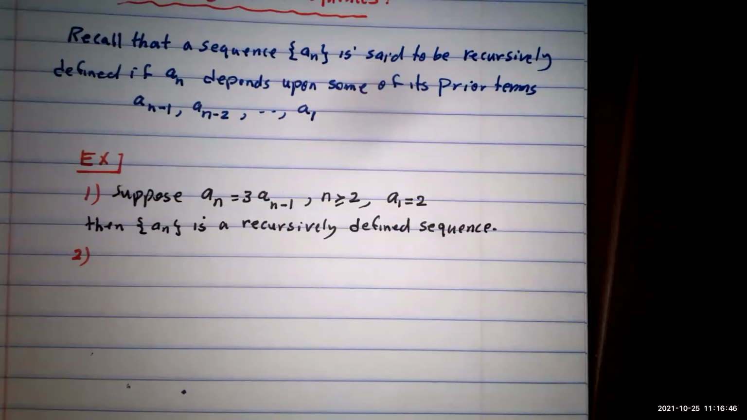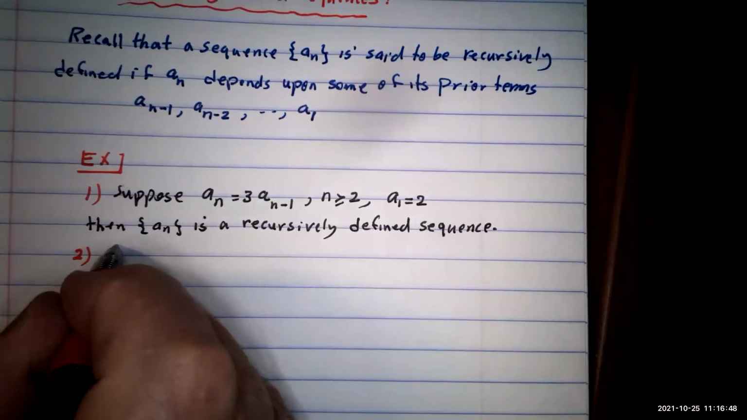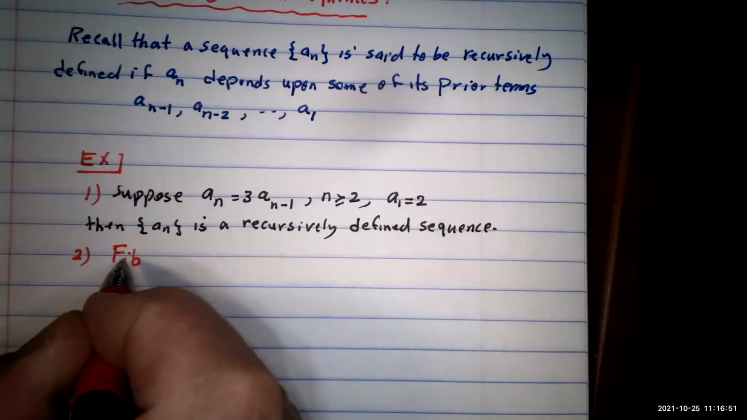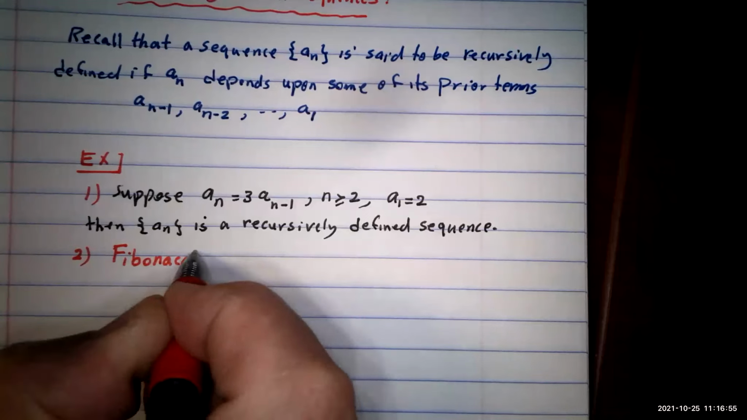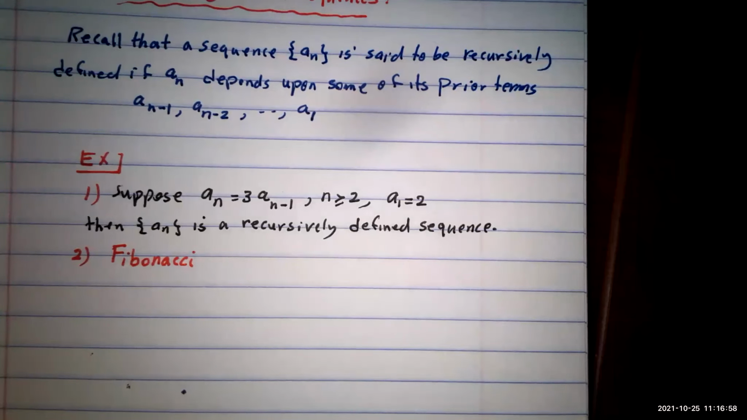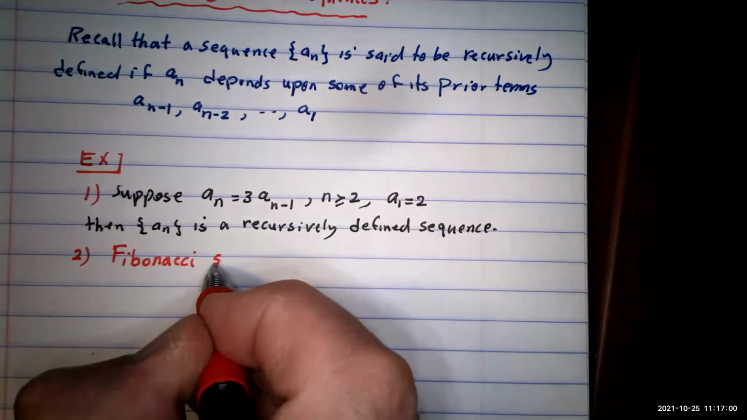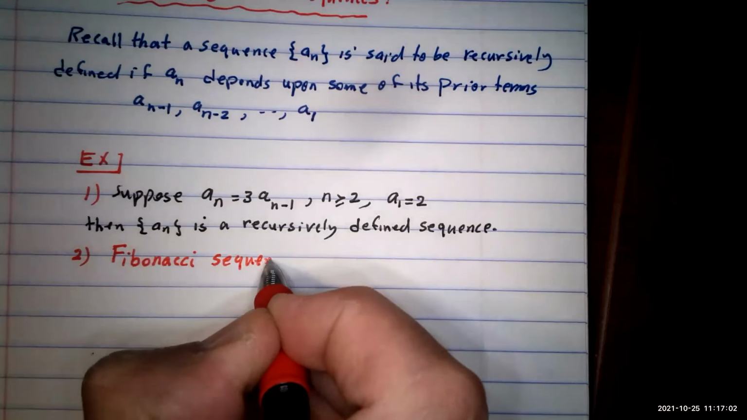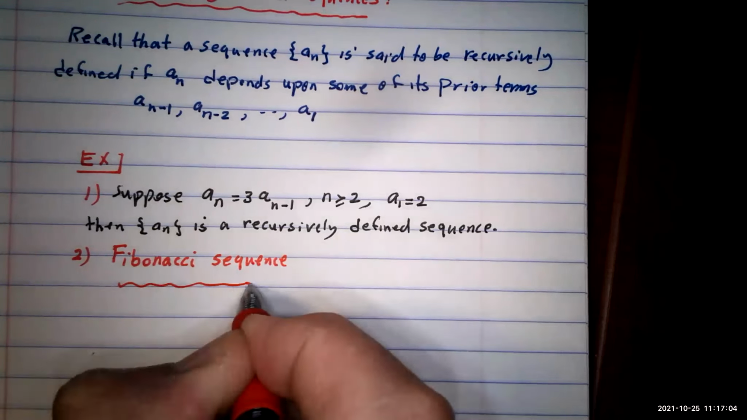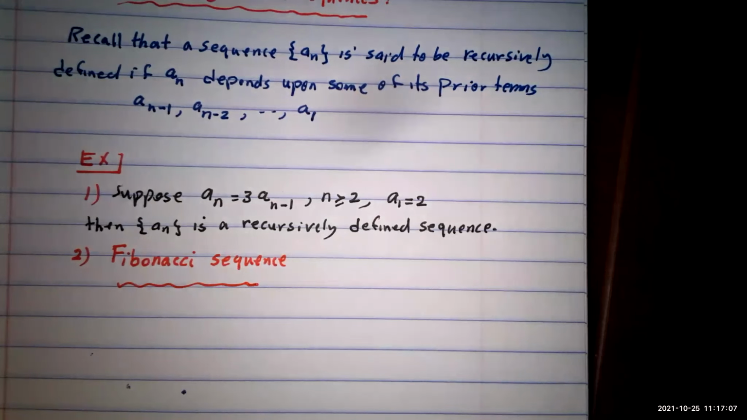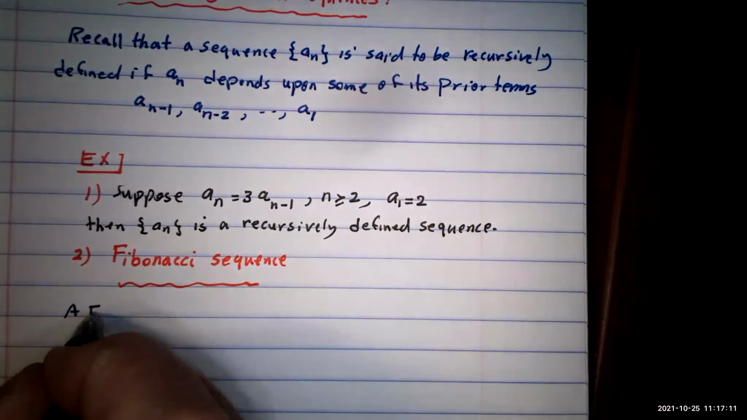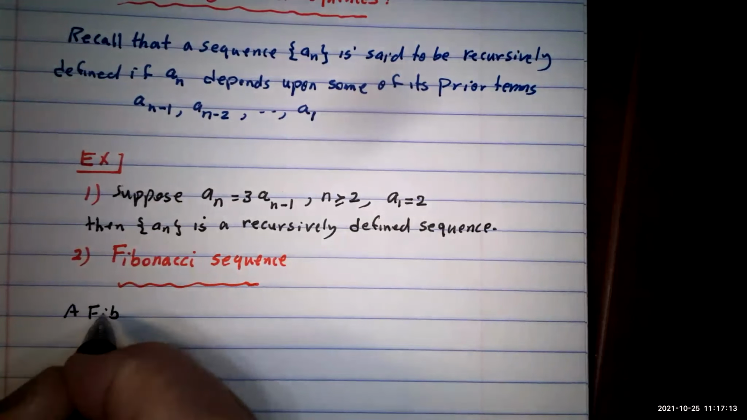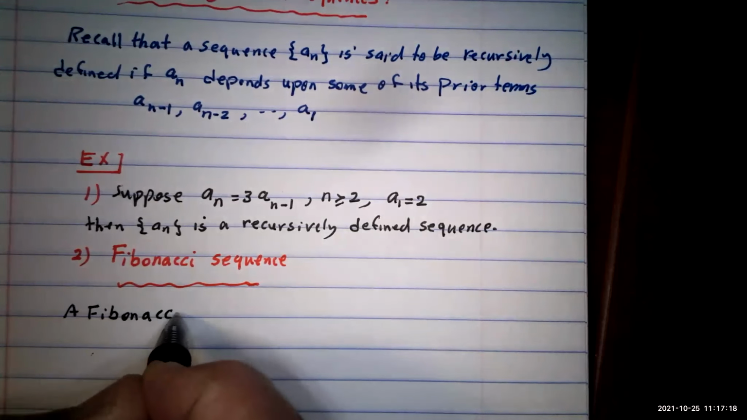Now, some famous ones that you must know by name. This is one of them, the Fibonacci sequence. This is the one that you use in your field quite a lot. You must know everything about this sequence. What is the Fibonacci sequence? Fibonacci was an Italian mathematician, and he introduced this sequence first.